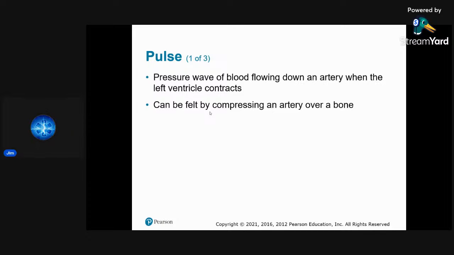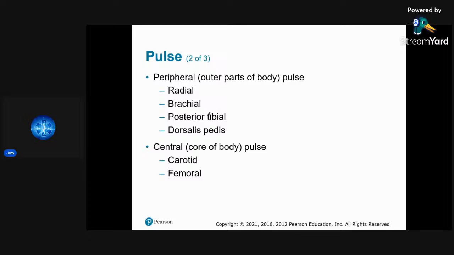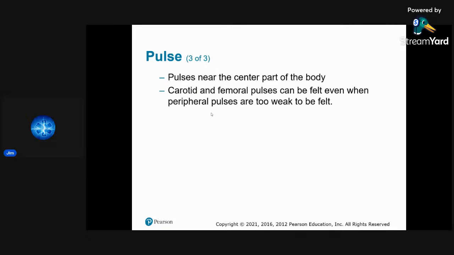Pulse, the pressure wave of blood flowing down an artery when the left ventricle contracts. You feel a pulse by compressing the artery over a bone. That's how we feel for a pulse. Peripheral, or the outer part of your body pulses. These will be in your arms and legs: radial, brachial, posterior tibial, and dorsalis pedis for the one on the foot. Your central or core pulses would be your carotid and femoral arteries. That would be the pulses near the center body part. Carotid and femoral pulses can be felt when the peripheral pulses are too weak to be felt. We'll talk about this in more detail when we get into shock and bleeding.